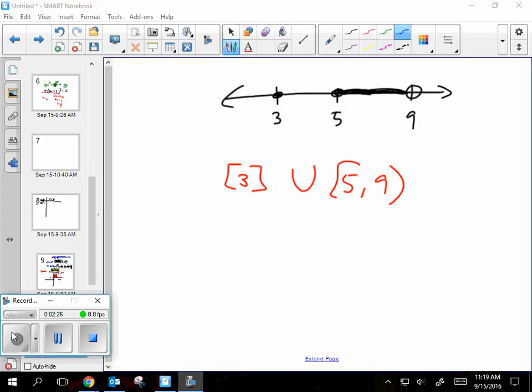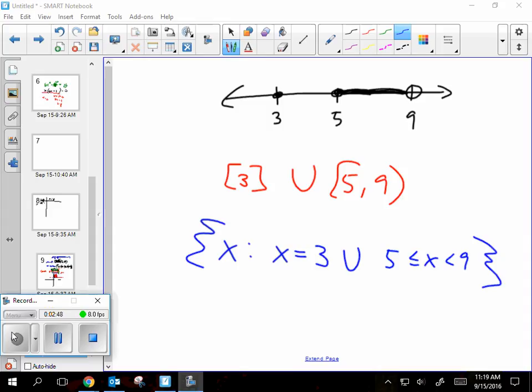Let's see if you did this one right. Start with, you need the little squiggly bracket, and then we have x, where x is equal to 3 is unioned with 5 is less than or equal to x is less than 9, and close squiggly bracket. Is there another way?